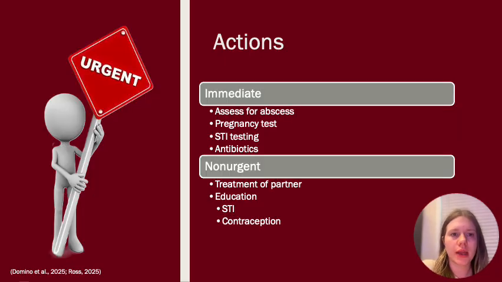So now we will go through the actions. Here are some immediate, urgent actions and also non-urgent ones. We'll go ahead and start with the immediate ones. We want to evaluate for an abscess. We want to do a pregnancy test to ensure the patient is not pregnant. Do STI testing, which includes gonorrhea and chlamydia, HIV and syphilis. And of course, right away, we want to put this patient on empiric broad-spectrum antibiotics.